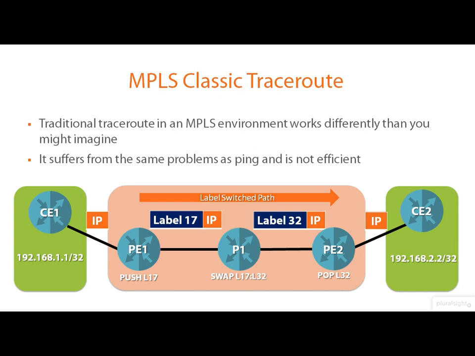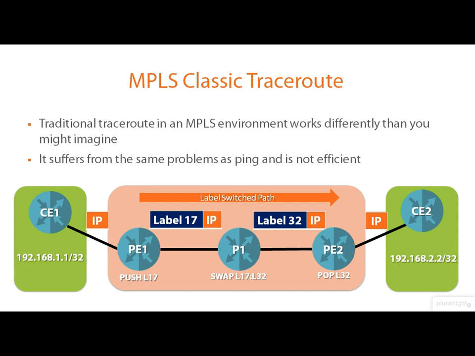So now CE1 knows the first hop is PE1. Now CE1 generates another packet. This time it's with a TTL of 2, destined to the same place. PE1 gets it, decrements the IP TTL to 1. It now pushes label 17 onto the stack, because it knows it needs label 17 to get to CE2, and it sends it towards P1. Now here's where it gets interesting. The TTL now in the MPLS header is set to 1 as well.